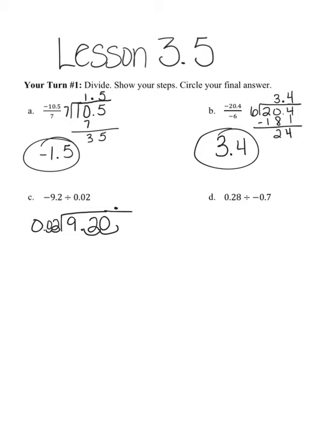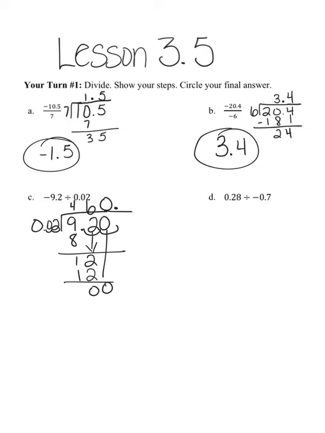So now I've just got 2 and 920 is what I'm dividing. So 920 divided by 2. 2 goes into 9 4 times. 2 goes into 12 6 times. Goes in evenly. Bring down my 0. 2 does not go into 0, so I put a 0 up here. So my final answer here is 460.